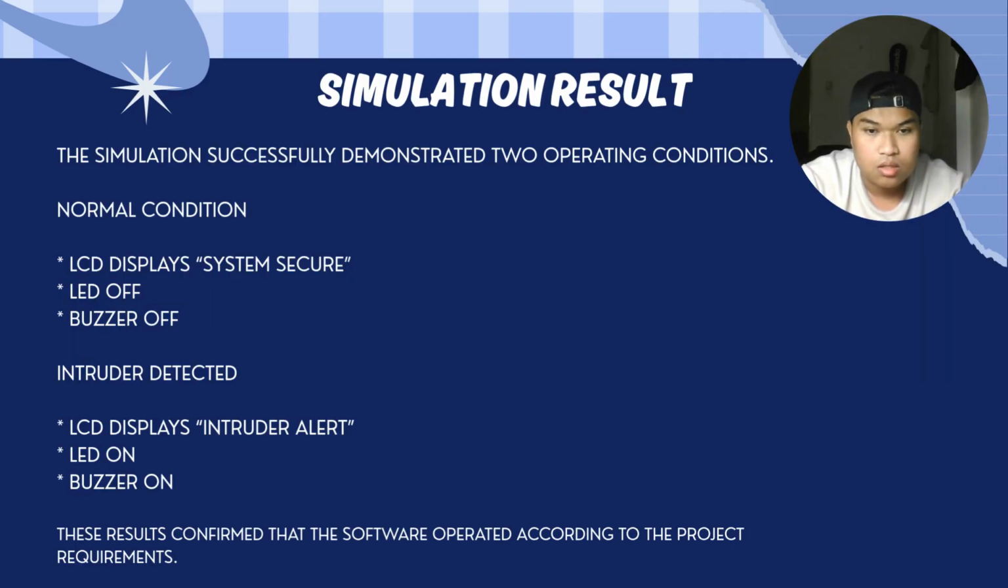Next, the simulation result. The simulation successfully demonstrates two operating conditions. Normal condition: LCD displays system secure, LED off, buzzer off. Intruder detected: LCD displays intruder alert, LED on, buzzer on. This result confirmed that the software operated according to the project requirements.